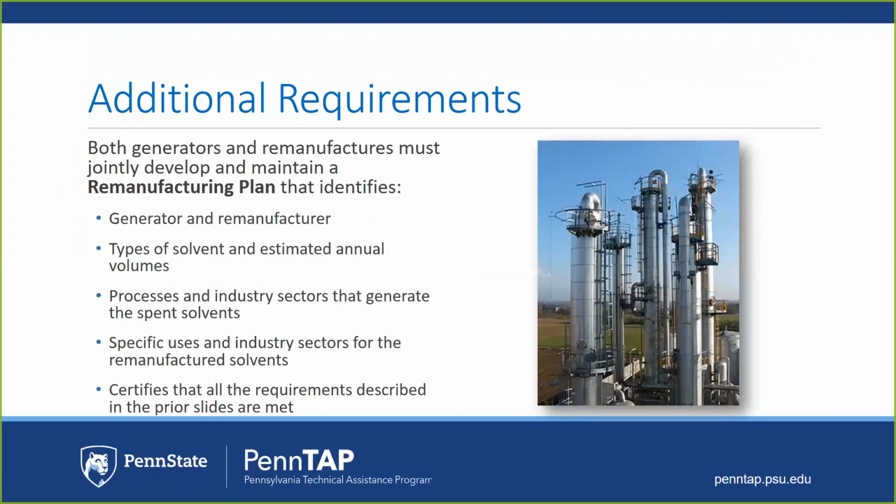The remanufacturing exclusion also requires a remanufacturing plan. Both generators and remanufacturers must jointly develop and maintain a remanufacturing plan that identifies generator and remanufacturer, types of solvents and estimated annual volumes, processes and industry sectors that generate the spent solvents, specific uses and industry sectors for the remanufactured solvents, and certifies that all the requirements described in the prior slides are met.